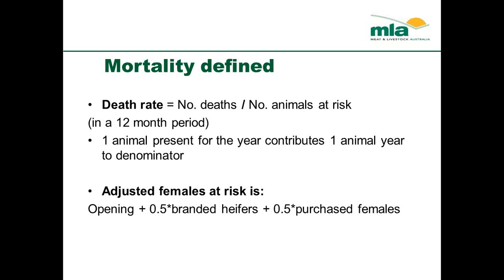I guess if an animal is only purchased and comes onto the property in the last quarter of the year, it's not at risk of death for the full 12 months. It's only at risk of death for a quarter of the year, and that's what we've built into the approach and the formula we've been using.